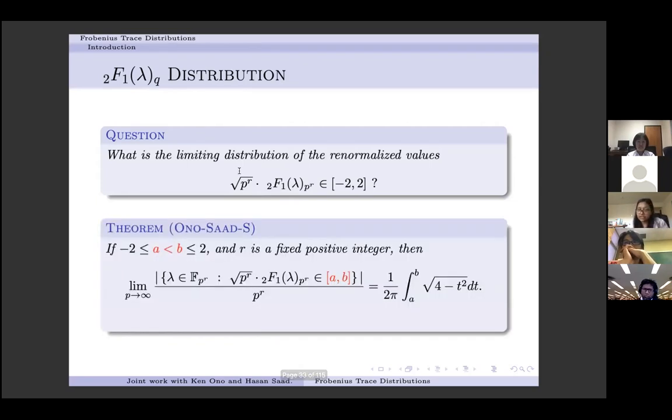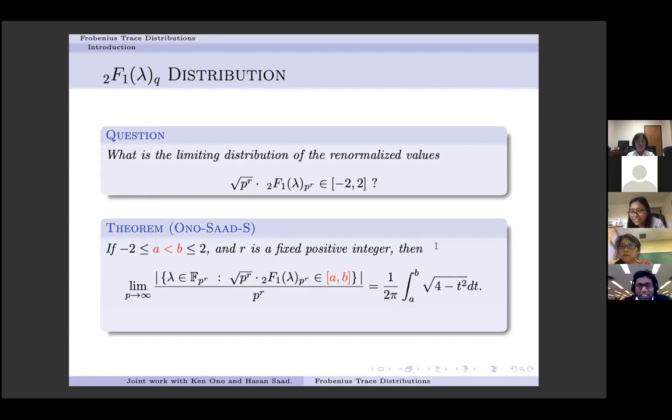So this is our first theorem. We prove that for any real numbers a and b lying in this interval -2 to 2, the limiting distribution of the renormalized values of this function lying in the interval a b converges to the definite integral of this function, which looks like this.